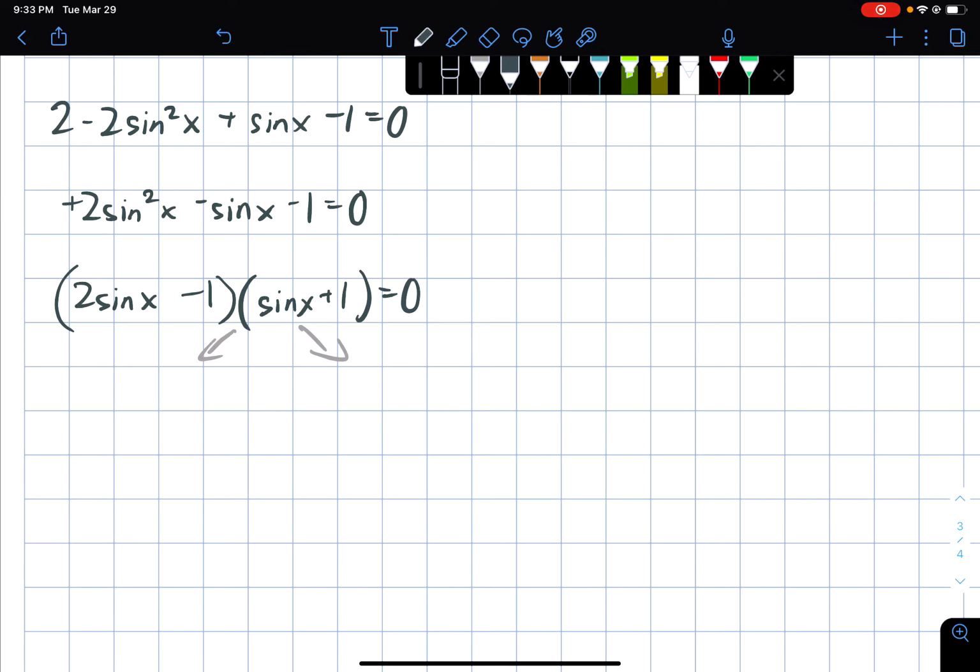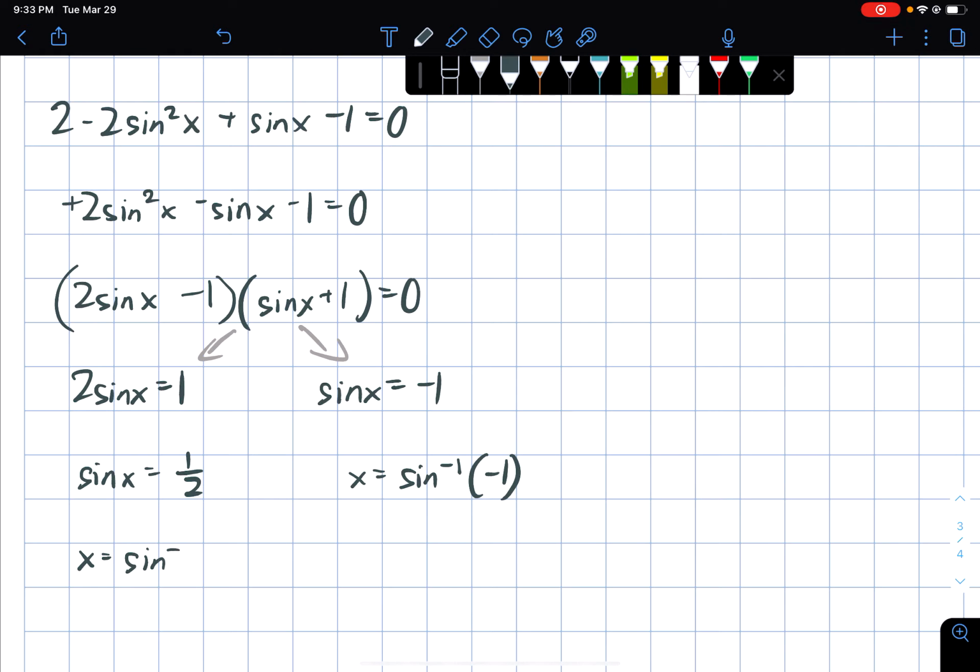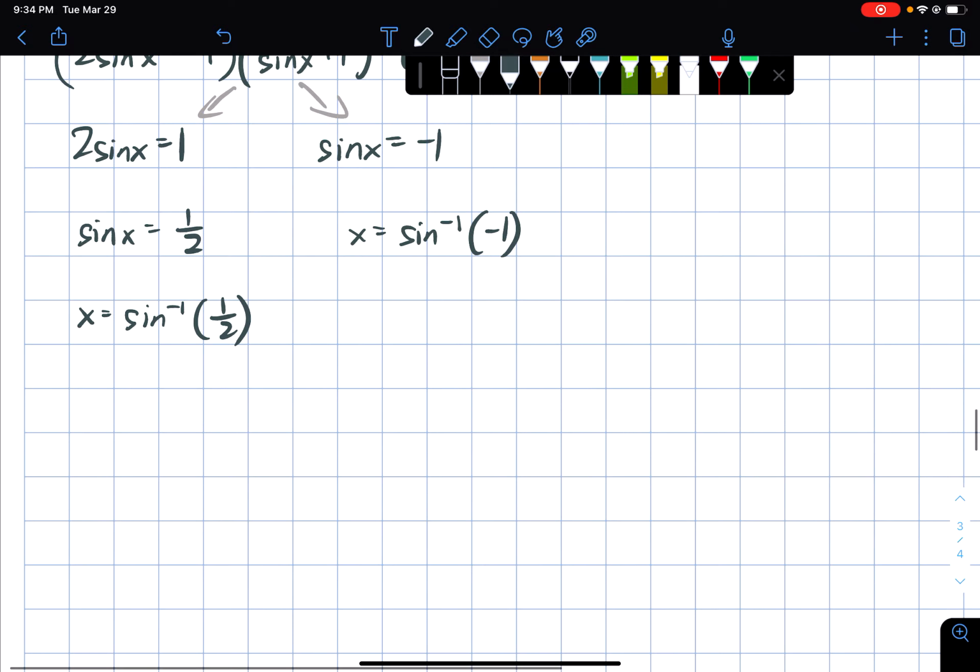Two solutions. 2 sine x is equal to 1. Sine x is equal to negative 1. Sine x is equal to 1 over 2. X is equal to arc sine of negative 1. X is equal to the arc sine of 1 over 2. Alright, let's use our calculator. So arc sine of negative 1, I'm sorry. The arc sine of 1 over 2 is 30.